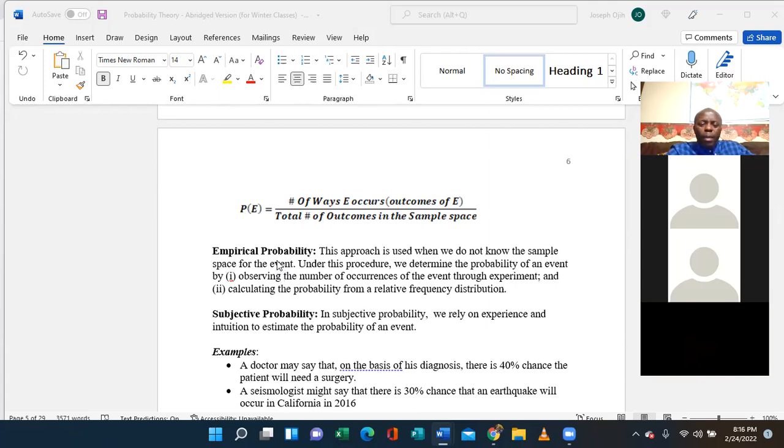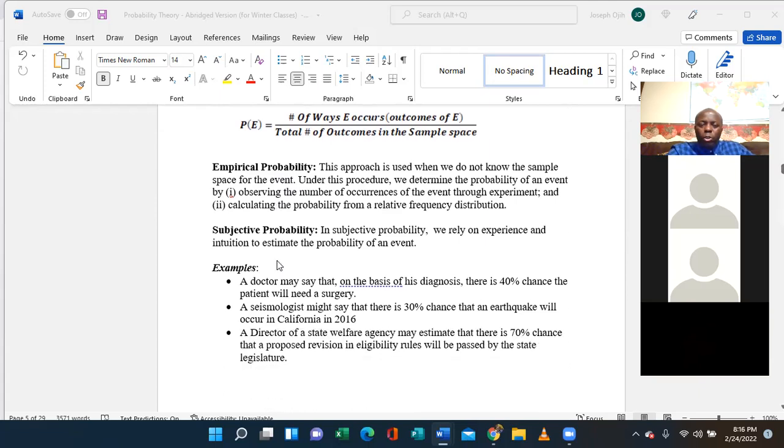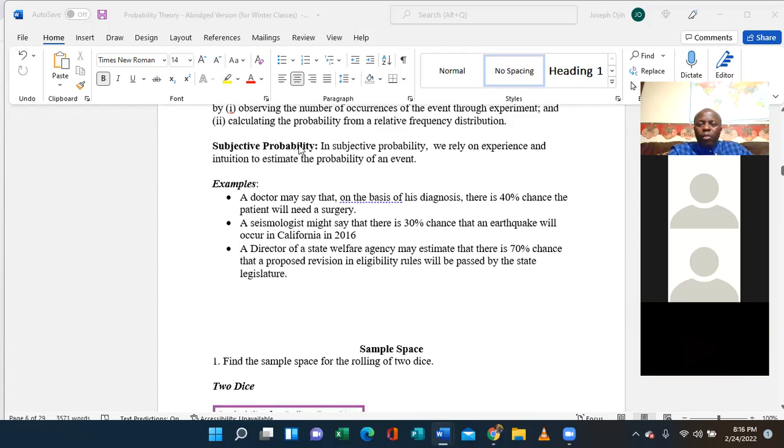So these two methods, empirical and classical, are the ones that we use most often. The third method, which is subjective, we don't use often because it's not reliable. For example, a doctor may say, on the basis of his diagnosis, that there is a 40% chance that the patient will need surgery. It may happen or it may not. We have seen patients that the doctors predicted would not survive, and yet they survived.